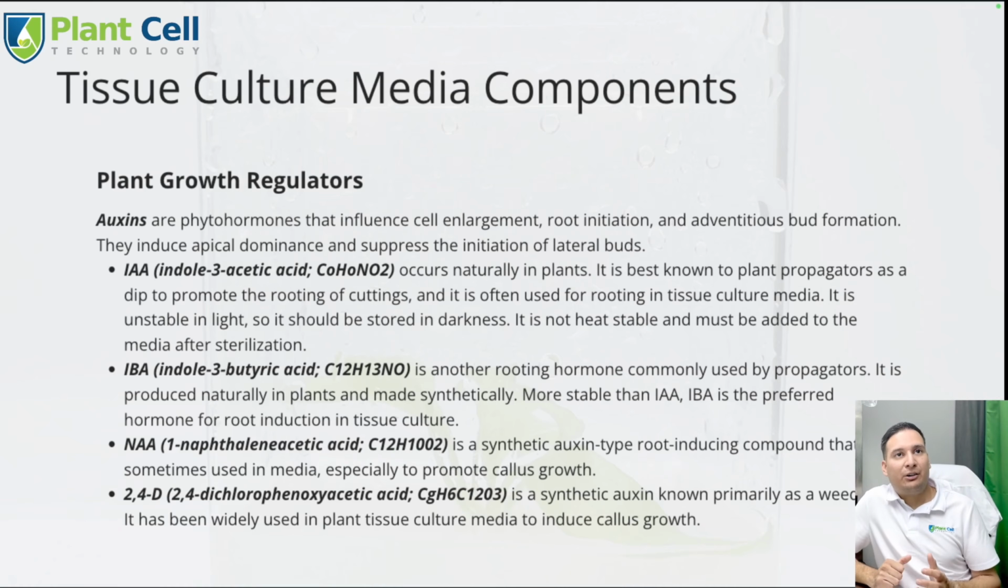2,4-D is a synthetic auxin. It's mostly a weed killer, so it kills broadleaf weeds that you see in your garden. You spray your lawn, you kill the broadleaf weeds, but don't harm the grass. That's what 2,4-D does. In tissue culture, it is mostly used to induce callus in plants.